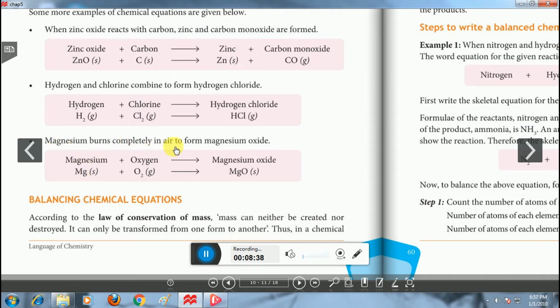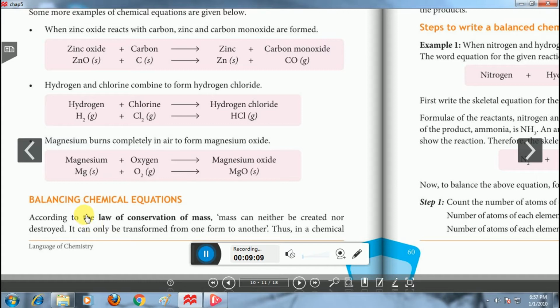Now magnesium burns completely in air to form magnesium oxide: Mg plus O2 gives MgO. Now what I just told you is that this is not a balanced case, because here 2 atoms of hydrogen and 2 atoms of chlorine are present, but here only 1 atom of hydrogen and 1 atom of chlorine are present. So that's why you have to balance these equations. Now we'll learn how to balance chemical equations.